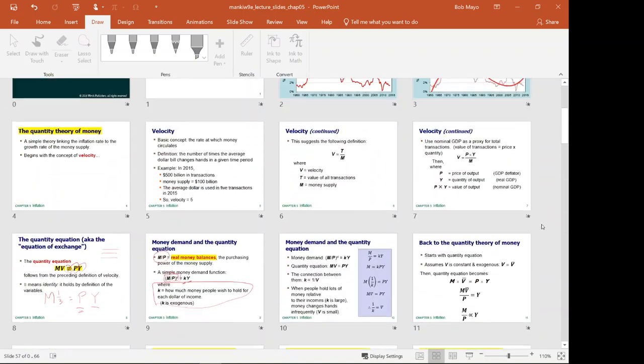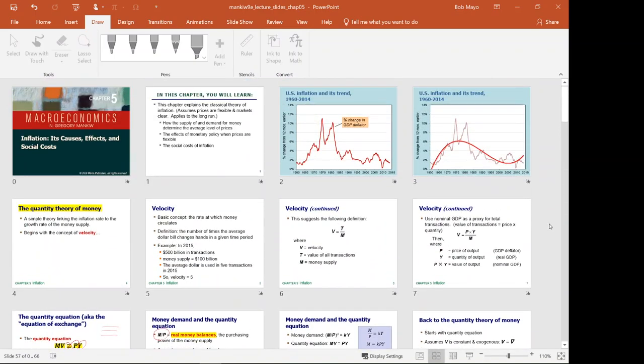I think that's it for today. The difference between expected inflation and actual inflation will be critically important for a couple of future chapters.